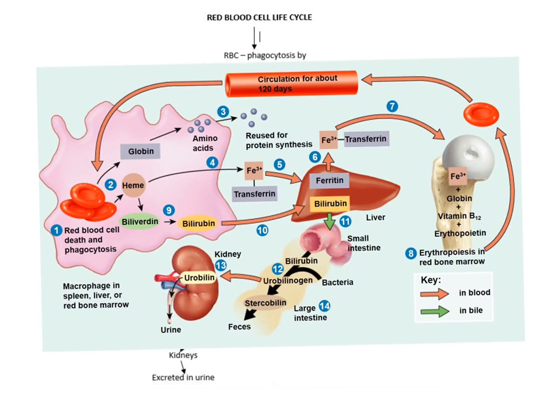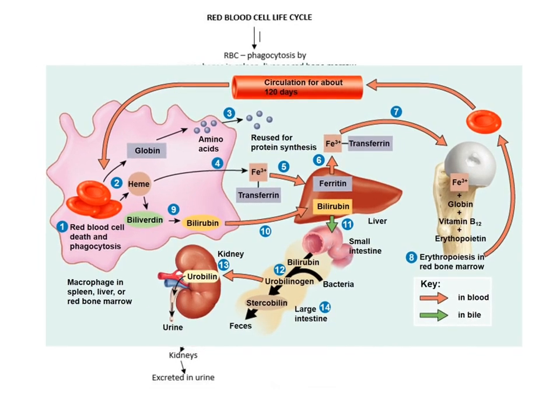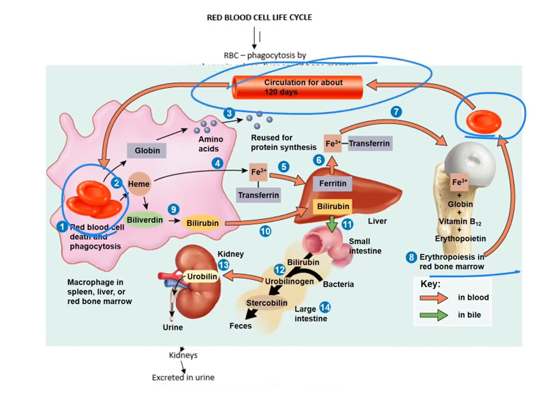The final point I'd like to make is to note that this is a cycle. The red blood cells are being broken down, and then in the red bone marrow they are being resynthesized, and just note here that they will circulate in the blood for approximately 120 days.